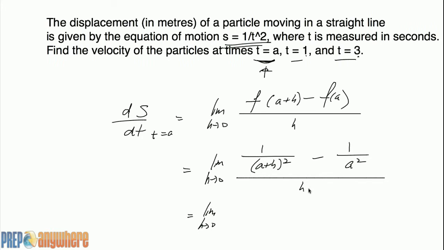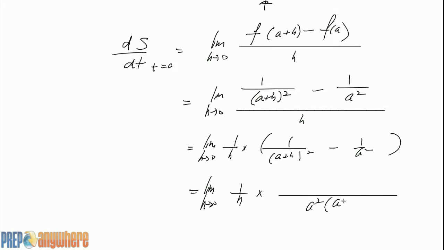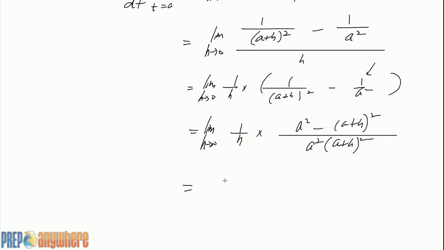Okay, so instead of having this compounded fraction, let's make that h, divide by h, times by 1 over h, like that. Then we have 1 over (a plus h) squared minus 1 over a squared. And let's combine the bracket. That's the common denominator, and up here we're going to get a squared, and on top of that we're going to get minus (a plus h) squared. Okay, just adding rational expressions.